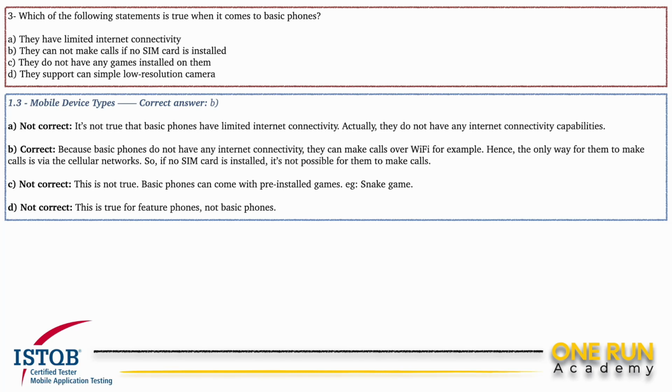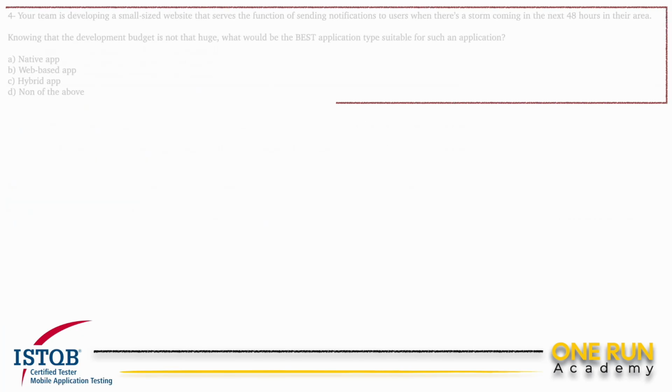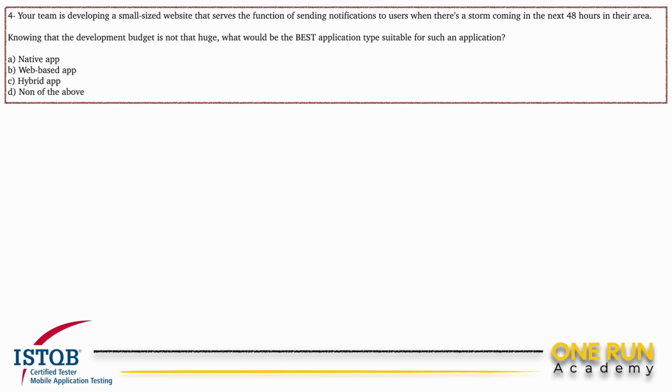Things are going well, so let's quickly encounter question number 4. Your team is developing a small-size website that serves the function of sending notifications to users when there's a storm coming in the next 48 hours in their area. Knowing that the development budget is not that huge, what would be the best application type suitable for such an application? A. Native app. B. Web-based app. C. Hybrid app. D. None of the above.